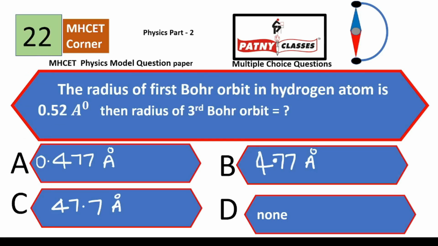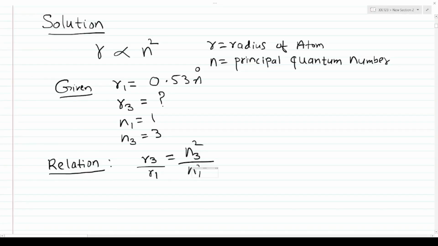Question number 22. The radius of the first Bohr orbit in hydrogen atom is 0.52 angstrom units. Then the radius of the third Bohr orbit equals how much? Option A 0.477 angstrom units, option B 4.77 angstrom units, option C 47.7 angstrom units, option D none of the above. Here is the solution.